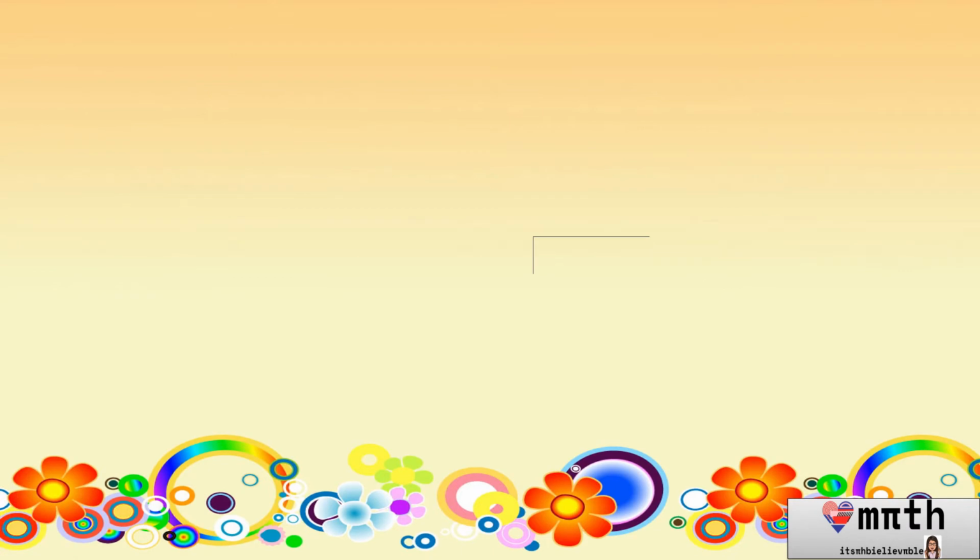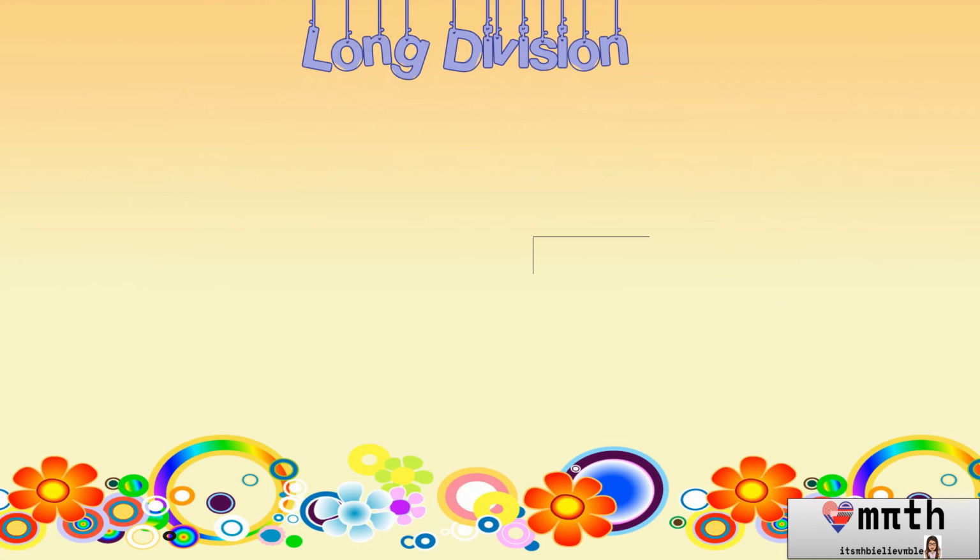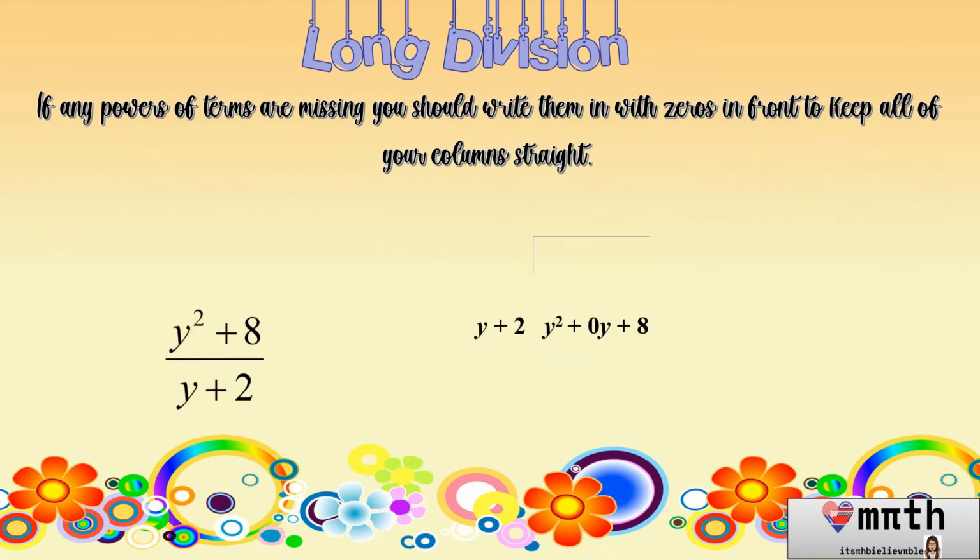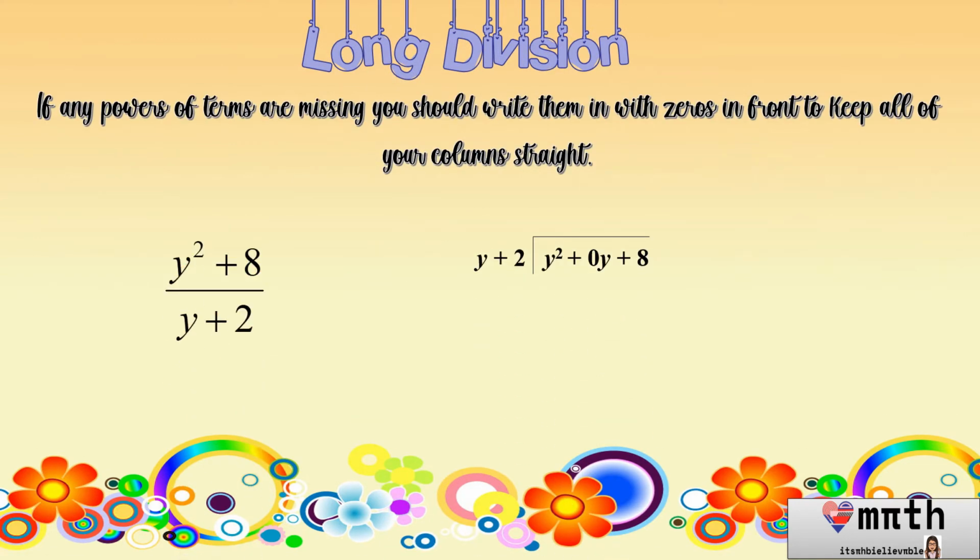And since we already know the steps on performing long division of polynomials, let us now have an example. For number 1, y squared plus 8 divided by y plus 2. Remember, if any powers of the terms are missing, you should write them in with zeros in front to keep all of your columns straight.